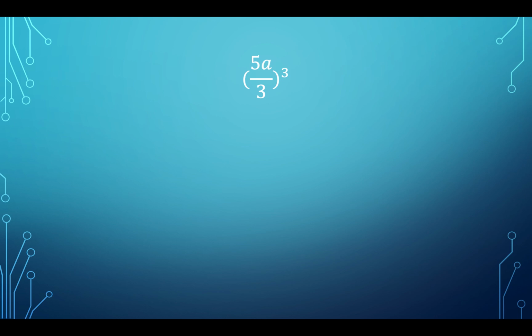I give you guys, in parentheses, 5a over 3, all of this raised to the third power. What you have to do is distribute this third power to each and every term in here. So it would be 5 to the third, a to the third, all over 3 to the third. Next, 5 to the third, we get 125. a to the third is a to the third, and 3 to the third is 27. So your final answer would be 125a cubed over 27.